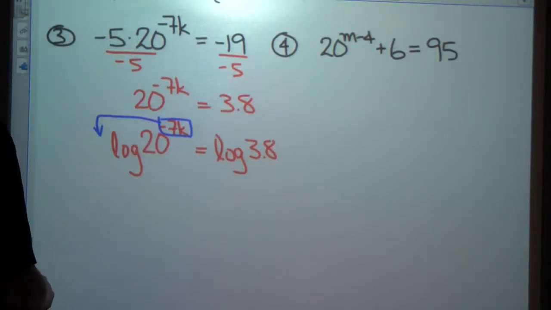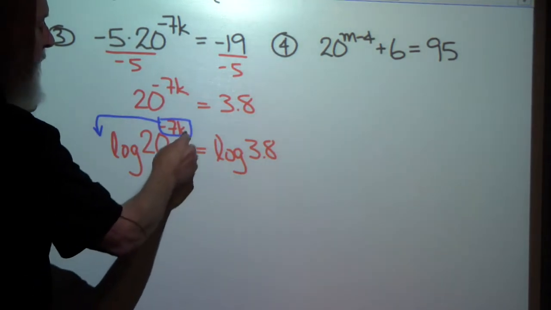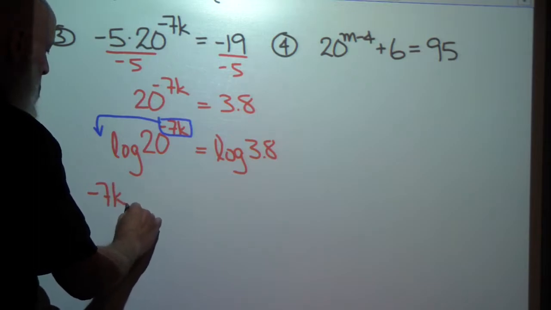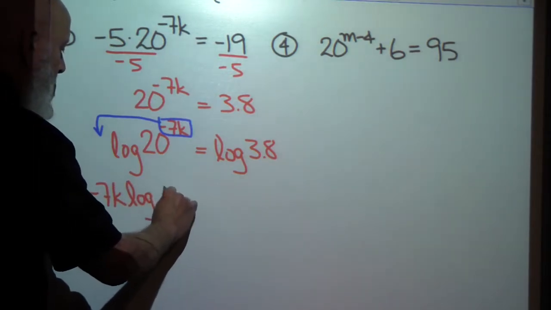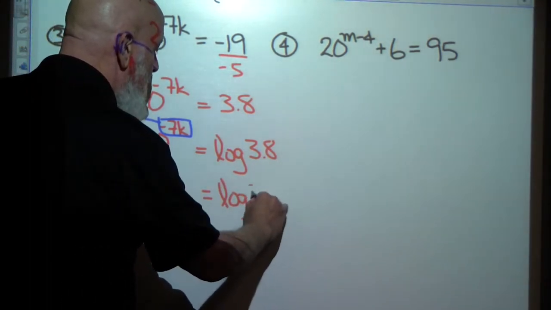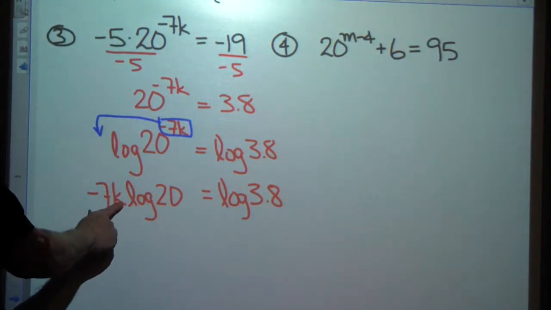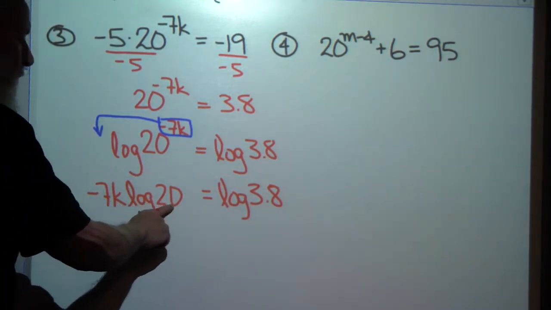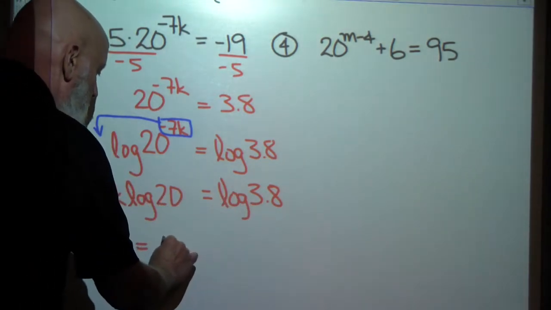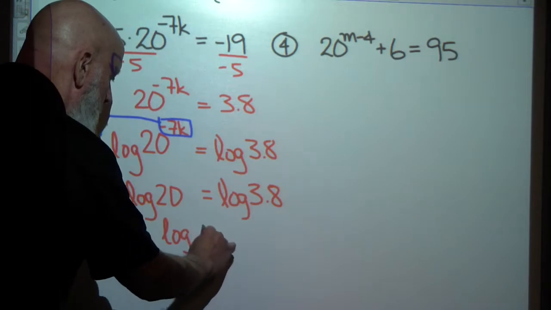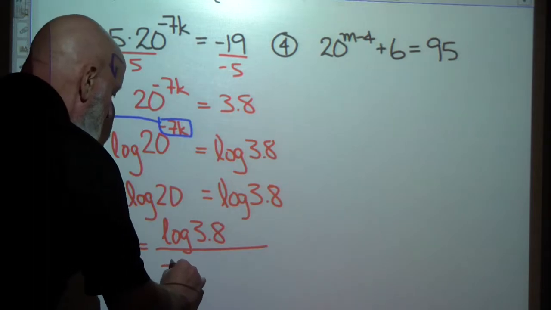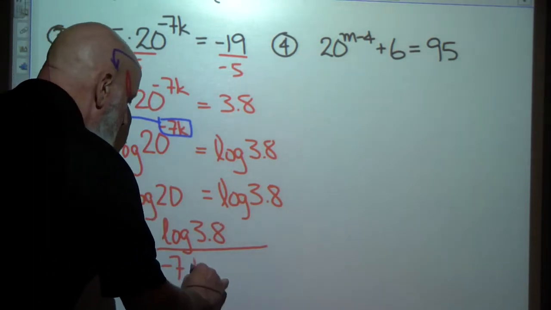And so our variable will no longer be in the exponent. I'll have -7k log 20 is equal to log 3.8. And once I have this, I just isolate k by dividing both sides by -7 and log 20 at the same time. So k will equal log 3.8 divided by -7 log 20.